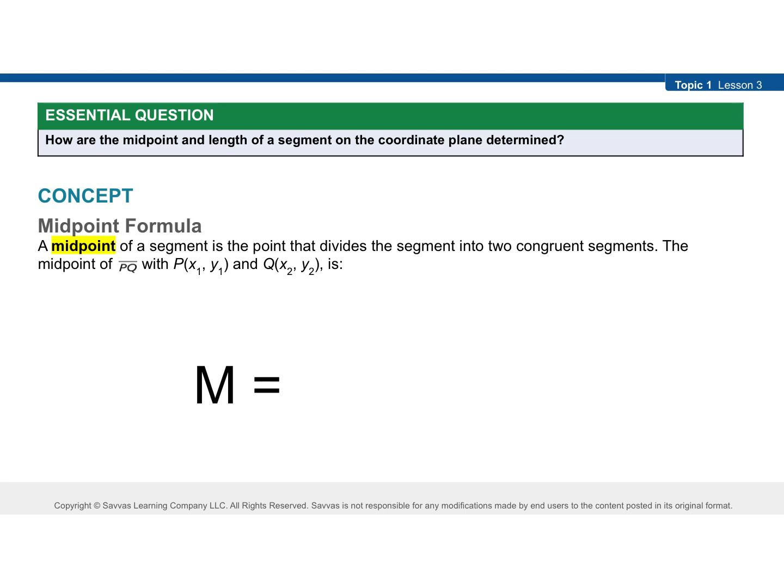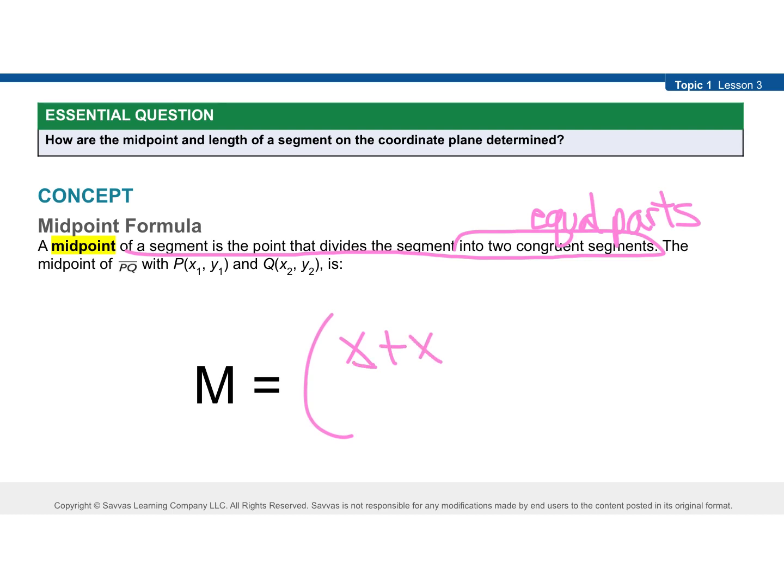Well, the midpoint of a segment is the point that divides the segment into two congruent segments, two equal parts, okay? Divides it in half. The midpoint formula is x plus x divided by 2 and y plus y divided by 2. And of course I'm going to put the little 2, 1 here, and we'll talk about that in class.